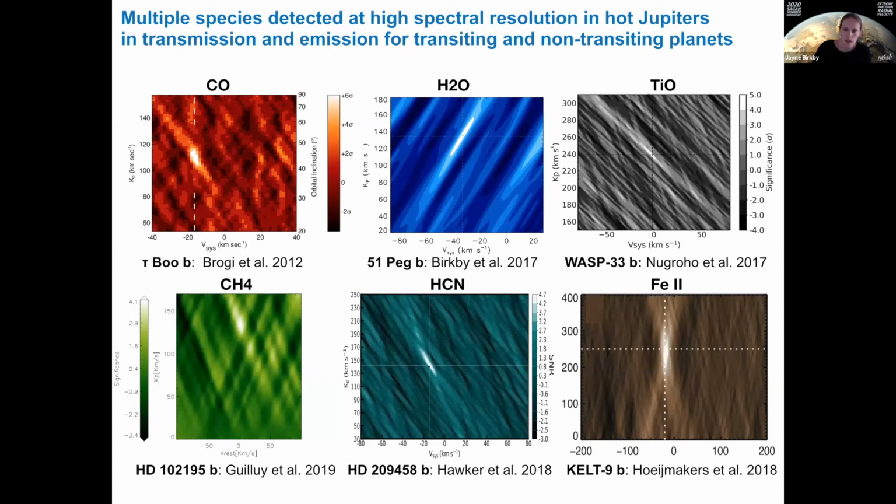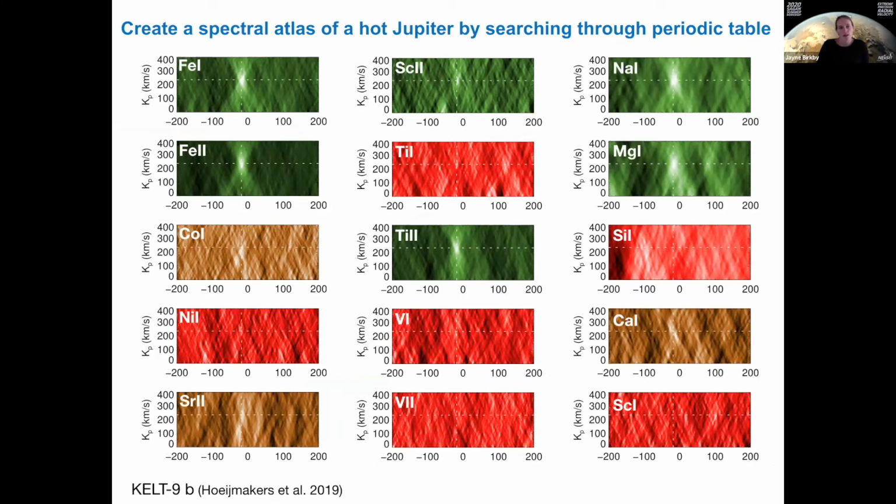So these are detections in hot Jupiters, transiting ones and non-transiting ones, looking both at their day side thermal emission and also at their transit. So that's the titanium oxide and the FeH here that you can see from transiting ones. And there's a paper from Jens Hoeijmakers that really makes the point that you can pick any molecule and any species in the periodic table and try to cross-correlate and see if you can find it. That's what he did here. He tried to create a spectral atlas. You can see the ones in green are a positive detection, and the ones in red and brown are questionable or no detection.